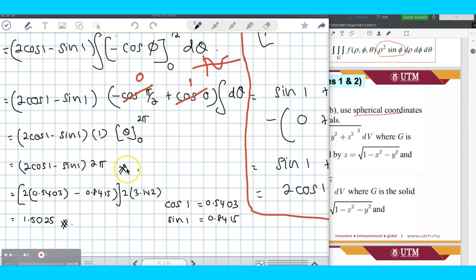But normally, if there is a pi and pi over 2, then you have to calculate, because pi and pi over 2 or just 0 you can evaluate very easily. The acceptable final answer is only when you have a number, not pi or 0. If your value here is pi or 0, then you have to evaluate. But other than that, you can just leave your answer in this form.